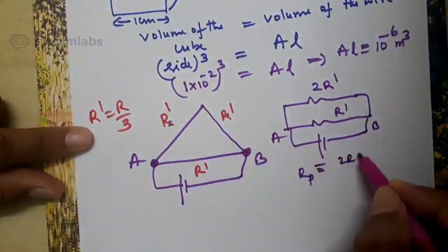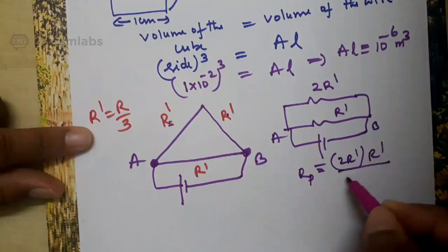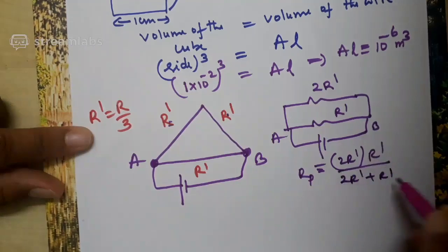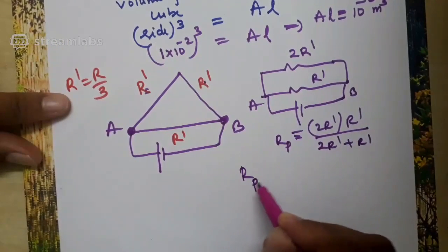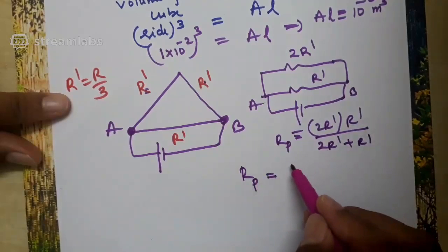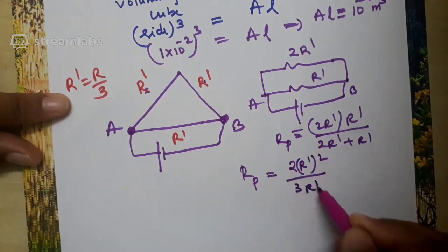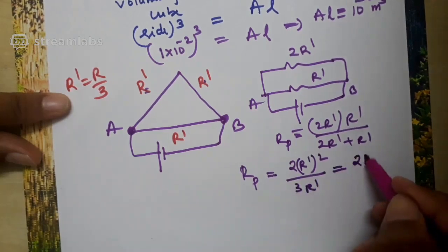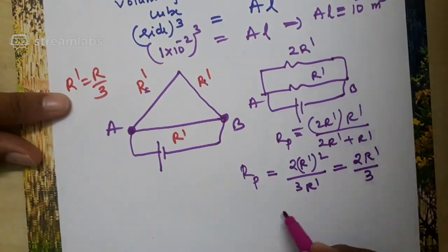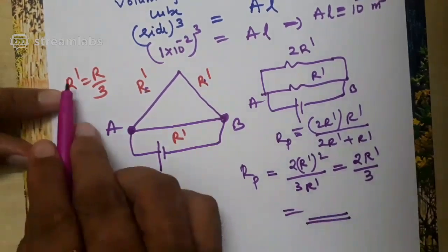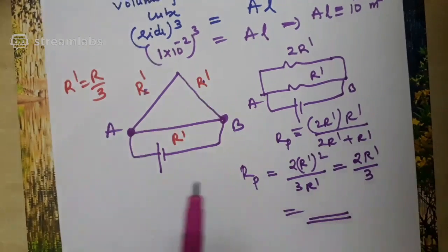So it will become 2R dash into R dash by 2R dash plus R dash. Surely RP, that is the final resistance, will be equal to 2R dash the whole square by 3R dash, which is equal to 2R dash by 3. Now I have to find out R dash. To find out R dash, I should know R. How to find out R?